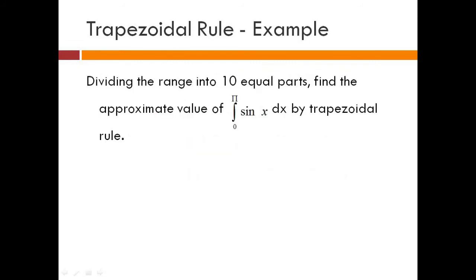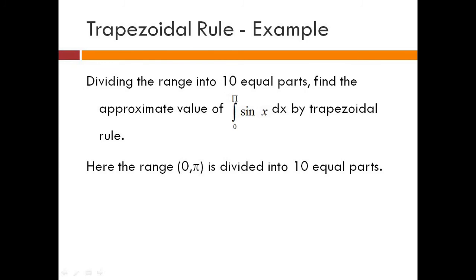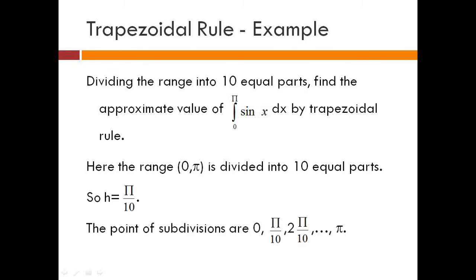Okay, shall we see one example? Here our problem is: dividing the range into 10 equal parts, find the approximate value of the integral of sin x dx over the region from 0 to pi by the trapezoidal rule. Here the given range is 0 to pi, and it should be divided into 10 equal parts so that h equals pi divided by 10. Also the points of subdivision are 0, pi by 10, 2 pi by 10, 3 pi by 10, etc. up to 10 pi by 10 or simply pi.